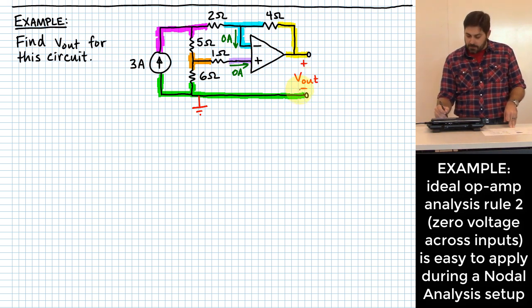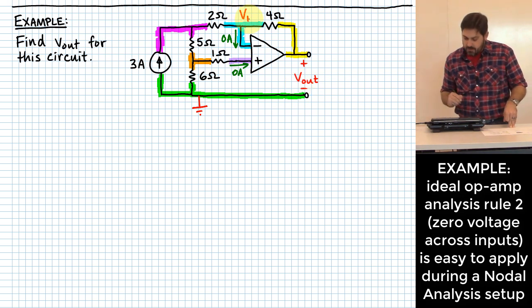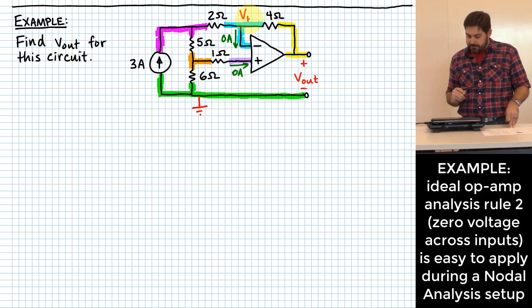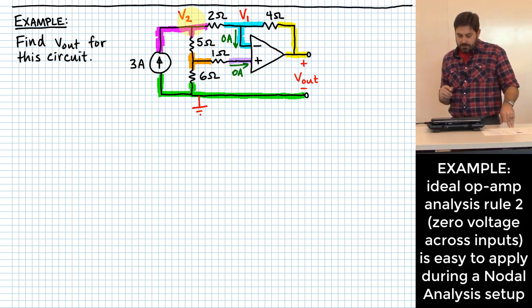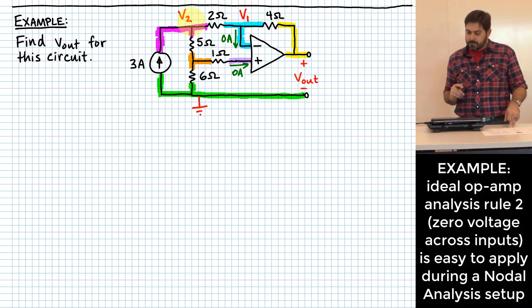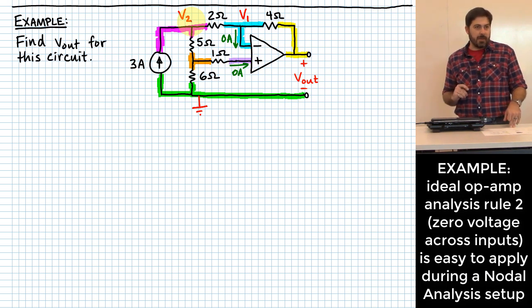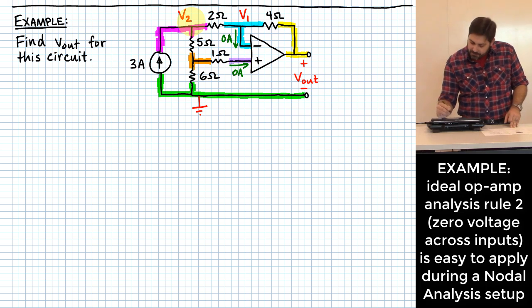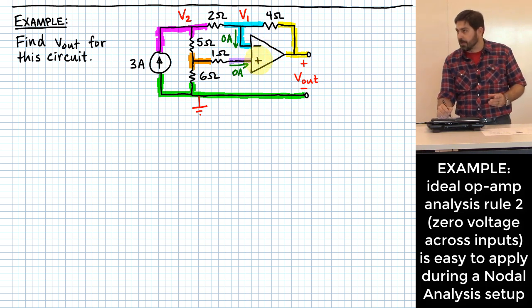Okay? So let me define some other ones. What if I call this V1 for that little aqua-colored node up there? Let me call this one V2 for that purplish-colored one up there. Now's the time for us to get back into our rules for op-amps. If I identify V1 for the aqua-colored node up here, what is the voltage that's attached to my inverting input? What's the voltage for my non-inverting input?